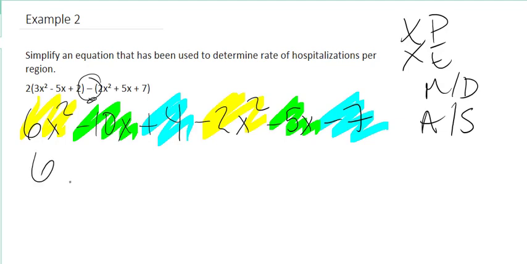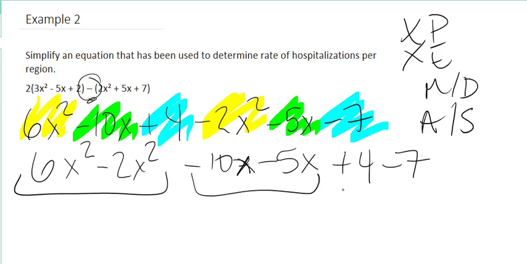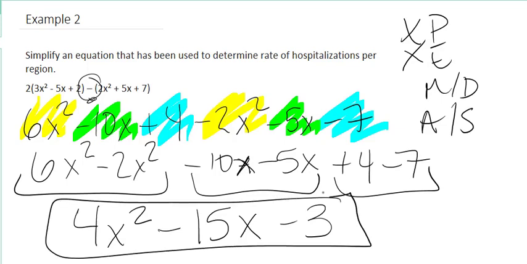So we get 6x squared minus 2x squared minus 10x minus 5x plus 4 minus 7. So we will now work left to right. 6x squared minus 2x squared is 4x squared. Minus 10x minus 5x is minus 15x. Positive 4 minus 7 is now equal to -3. So this is our final answer because we can no longer do any more addition or subtraction.